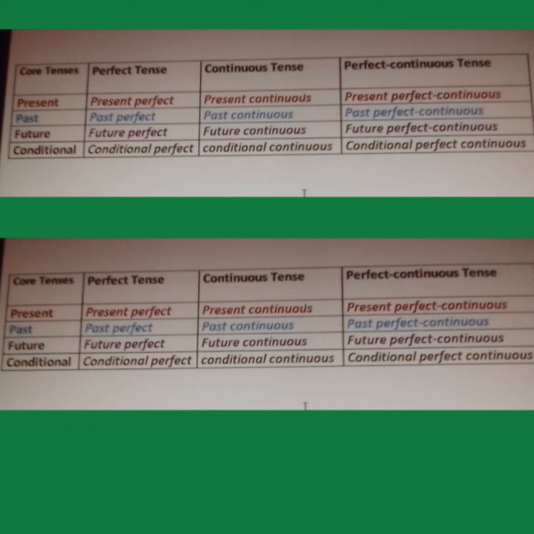Then we have the blue group, which is comprised of the set of past tenses, namely past tense, past perfect tense, past continuous tense, past perfect continuous tense. Then we have the purple group with the future tenses, namely future tense, future perfect tense, future continuous tense, future perfect continuous tense. Finally, we have the green group with the conditional tenses, namely conditional tense, the conditional perfect tense, conditional continuous tense, and the conditional perfect continuous tense. Voila!